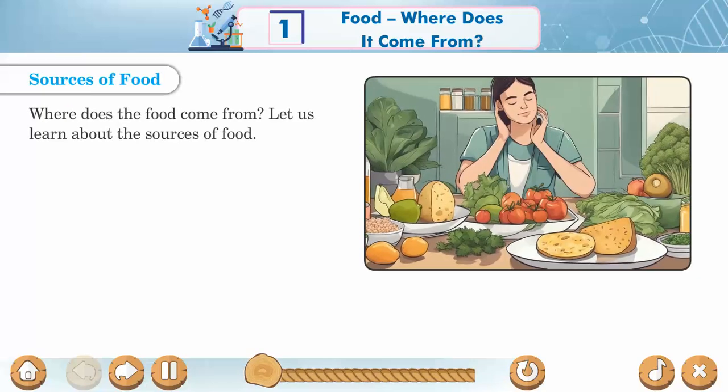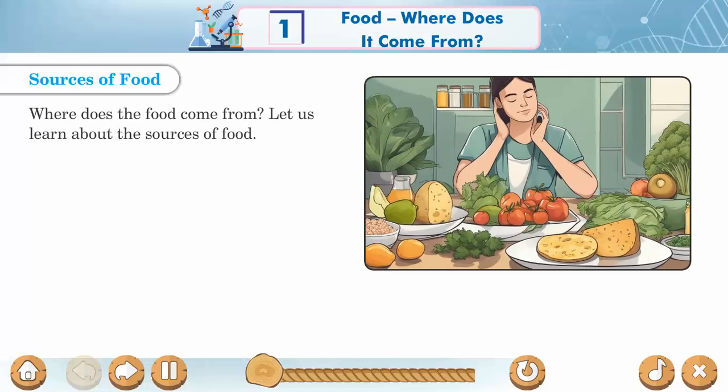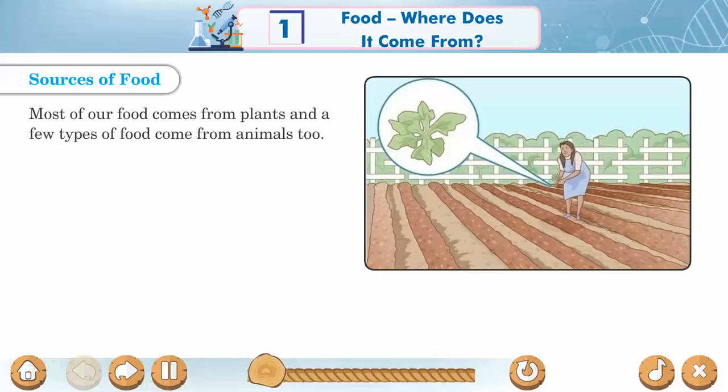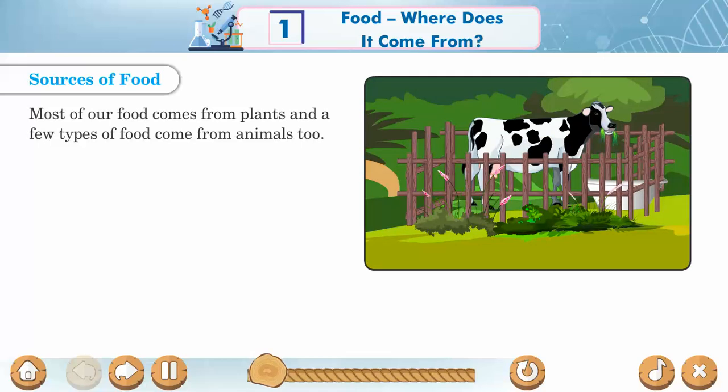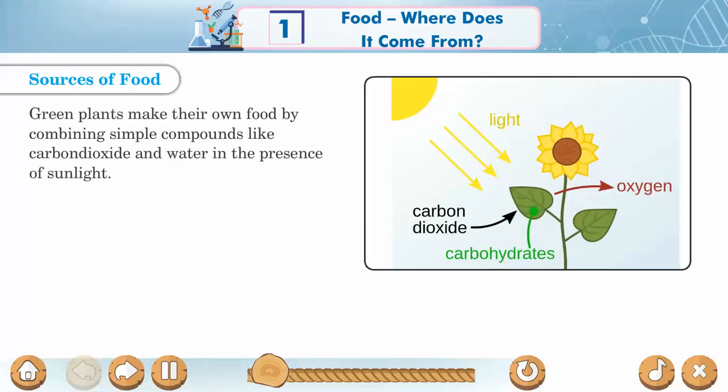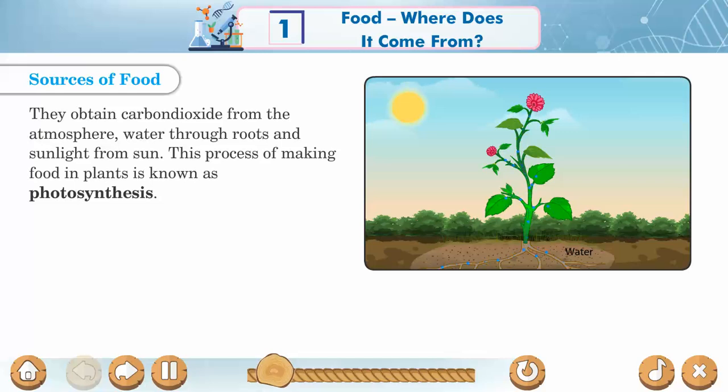Sources of food. Where does the food come from? Let us learn about the sources of food. Most of our food comes from plants and a few types of food come from animals too. Green plants make their own food by combining simple compounds like carbon dioxide and water in the presence of sunlight. They obtain carbon dioxide from the atmosphere, water from roots and sunlight from sun.